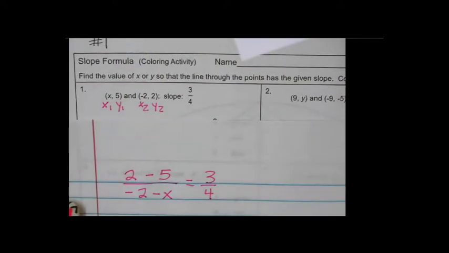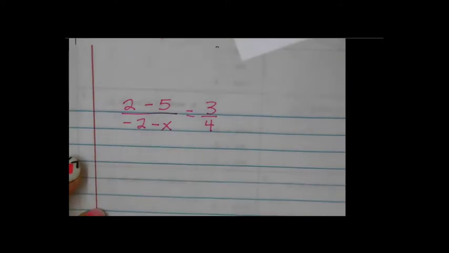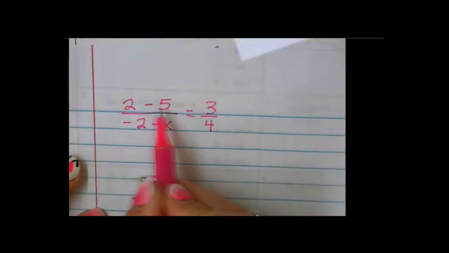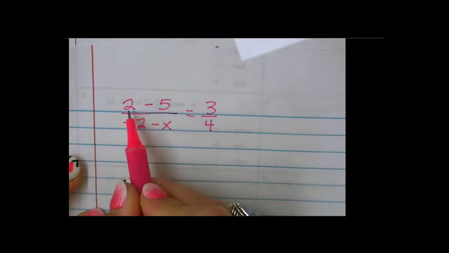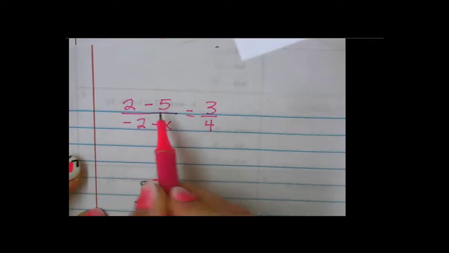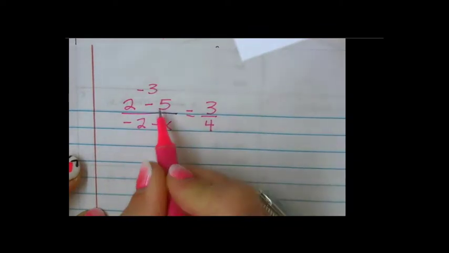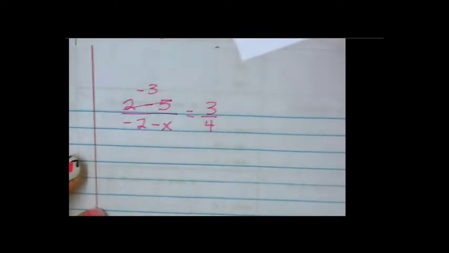So we have a little bit of cleaning up to do before we can cross multiply. So let's do that. 2 minus 5. 5 is negative, the 2 is positive. I'm going to subtract. That would leave me with negative 3. We've got more negative than we do positive. And just cross that out.